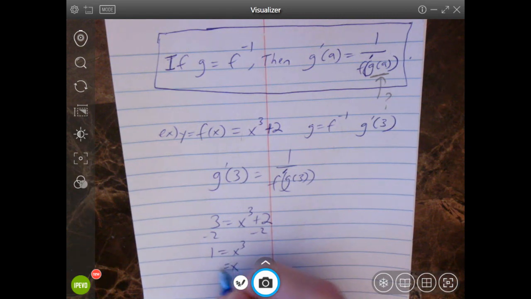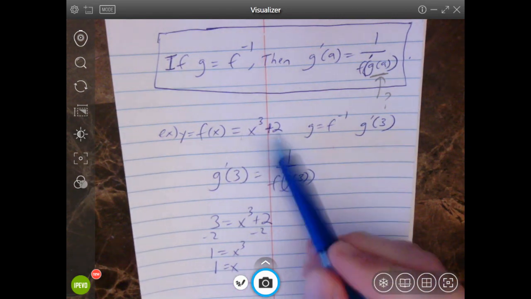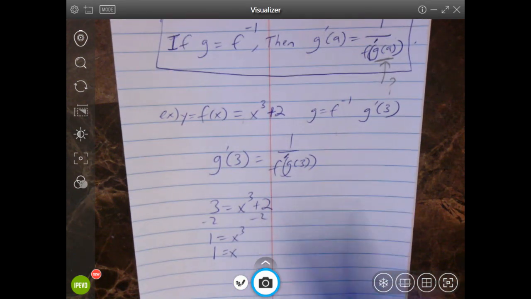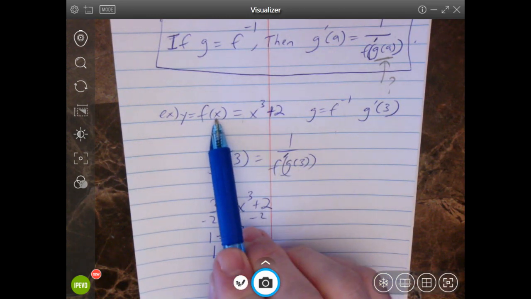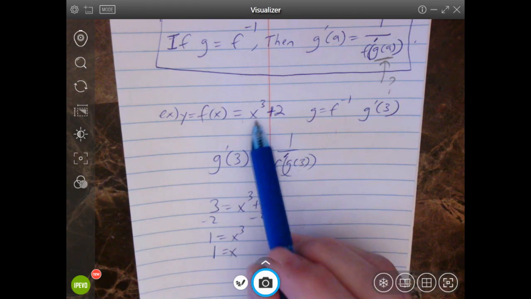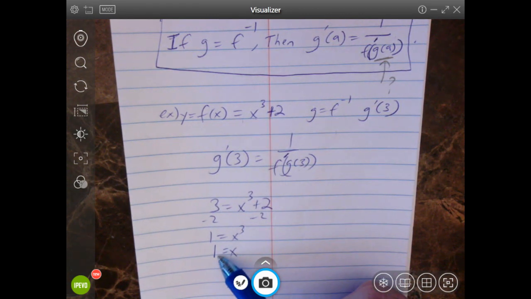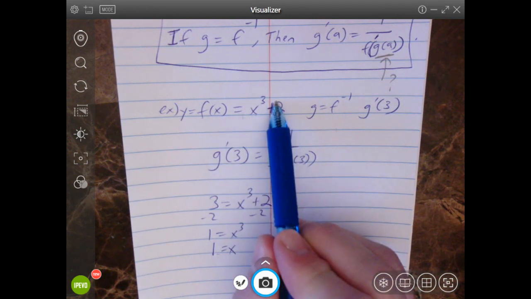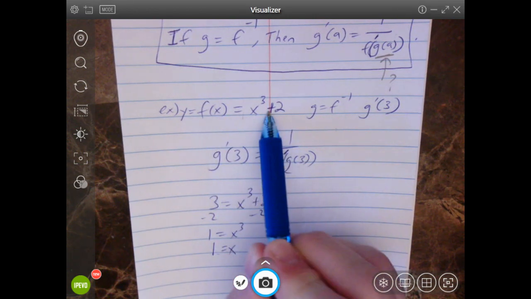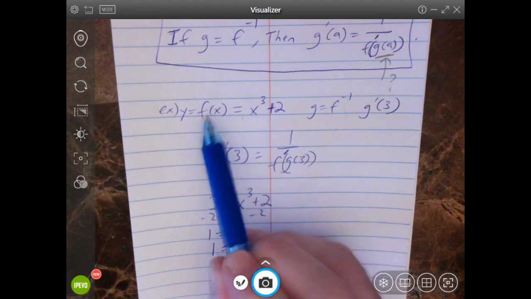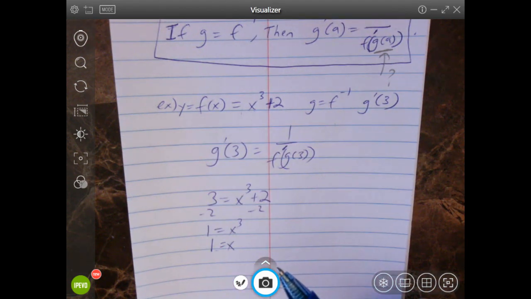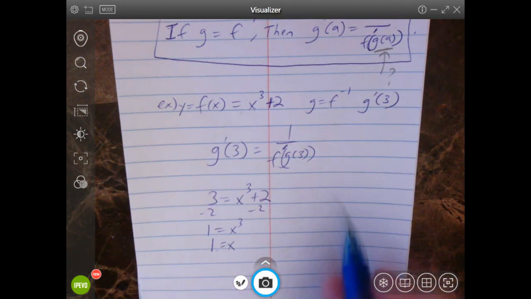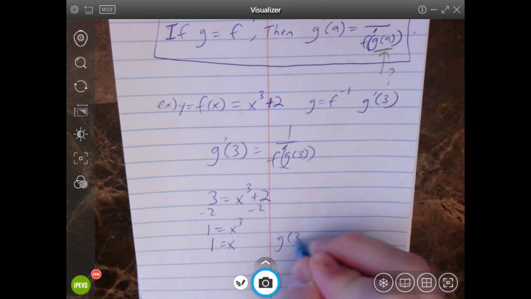So then x, of course, equals 1, which kind of makes sense. If you plug in 1, you're going to get 3. So if the value of the function is 3, the x value would have to have been 1. So I'll say that another way. If I were to plug in 1 here, I would get 3. F of 1 is 3. G of 3 is 1. Okay, so G of 3 is 1. We just figured that out.